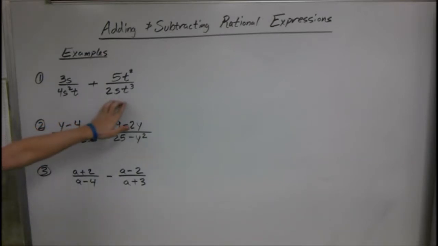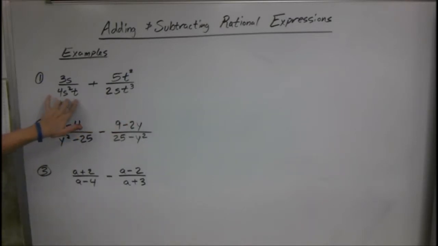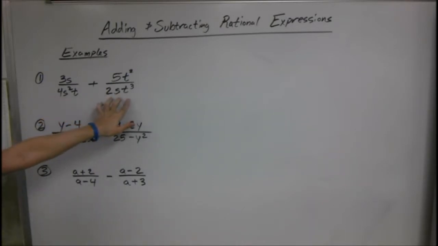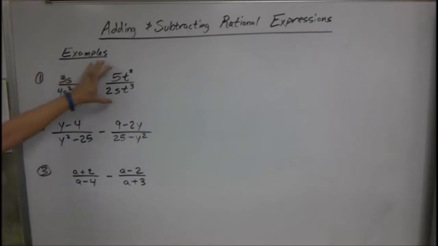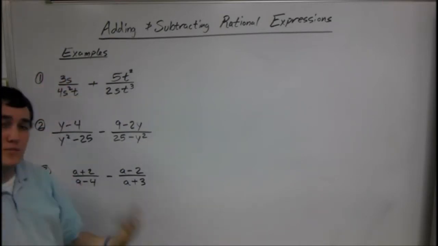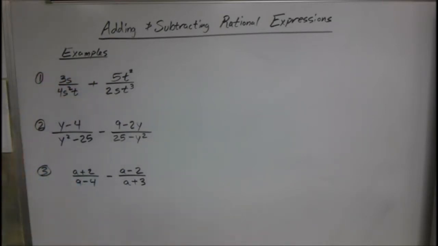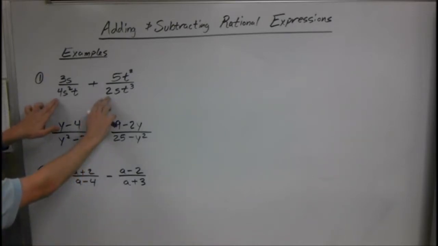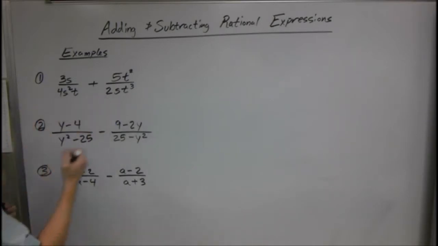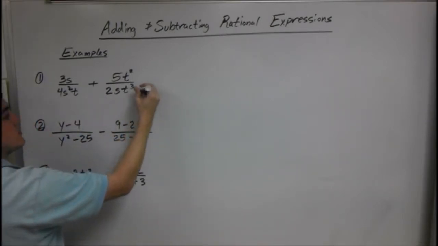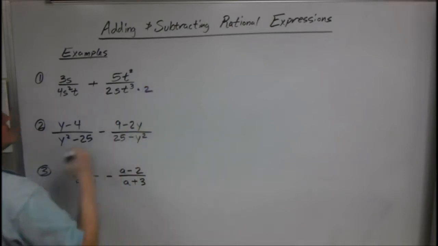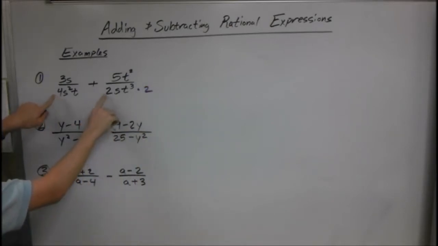Sometimes it's hard to see. Say, for example 1, we have 4s squared t and 2st cubed. Now you can simplify these first, so that is a way of doing it, but I'm going to show you how to find a common denominator for these. So first you can look at your numbers. You'll have 4 and 2. So 2 goes into 4. So you know 4 is the common denominator. So all you would have to do is multiply this times 2. And now you have a common denominator for just the numbers.